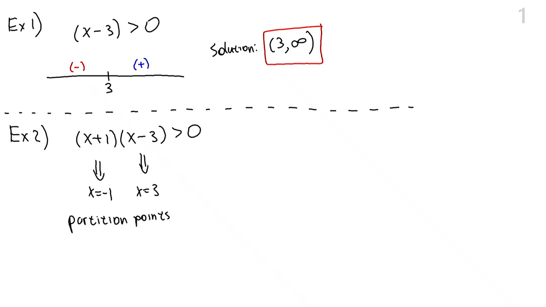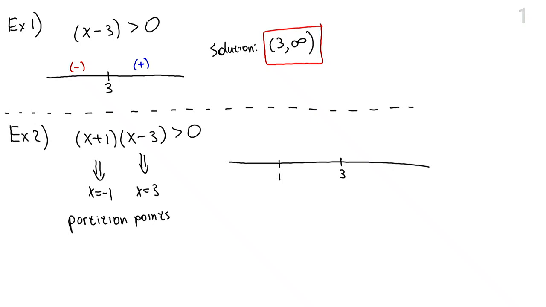But really, you can just think of them as any potential points where our inequality can change sign. We plot them on the real line, and then we look at the signs of our factors. And then we decide when it is positive.